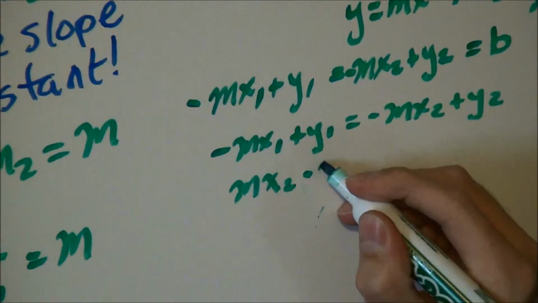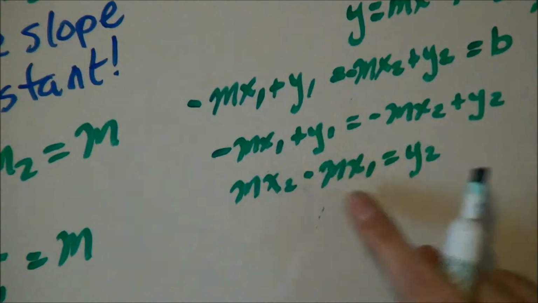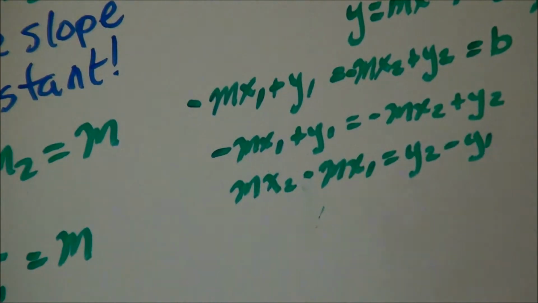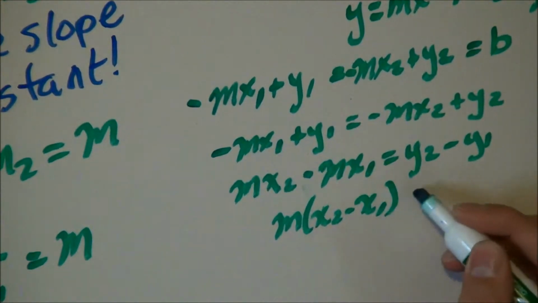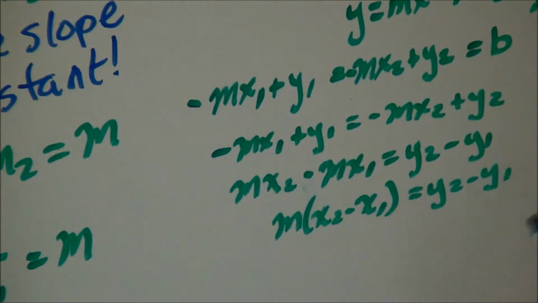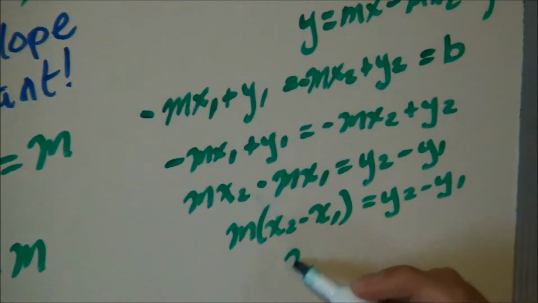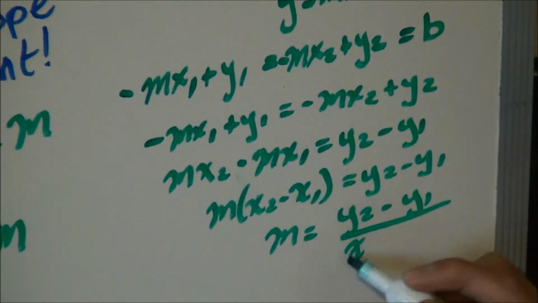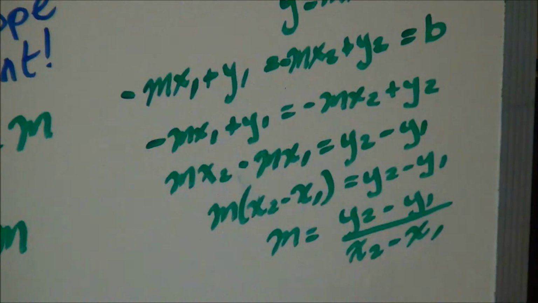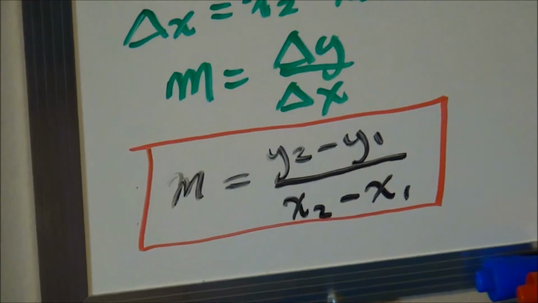And I'll do the same thing with the y's. I'll take all the y's over to one side. I'll factor out the m here. And then I'll divide both sides by x2 minus x1. Which gives me exactly the definition of the slope that we had here, which we already know is true.